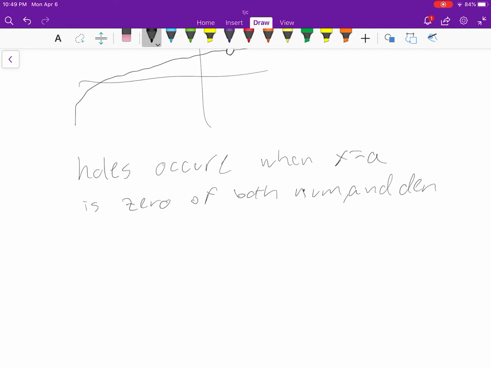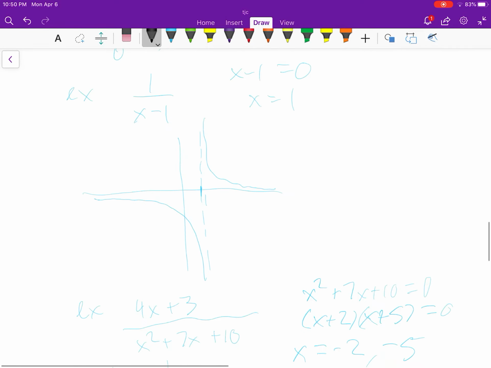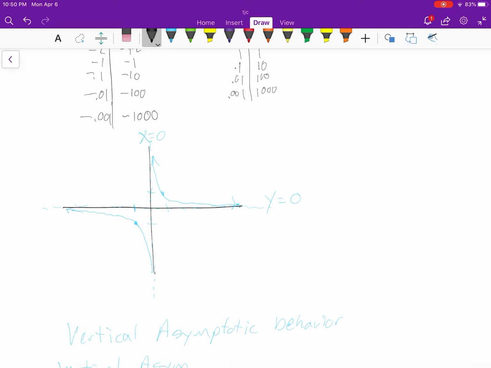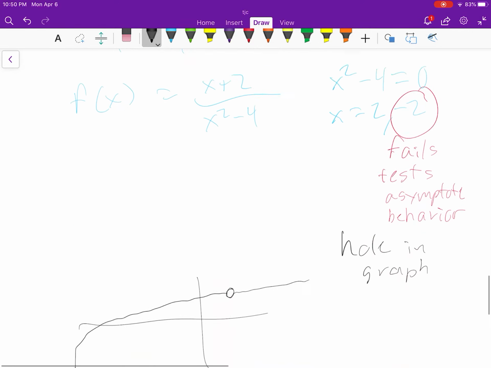All right. So that's talking about the vertical asymptote and how to find them. Okay. Now let's move to the next. If we look back at our original example, right up here, notice that it had vertical asymptotic behavior, but also had horizontal. So let's talk about horizontal asymptotes.